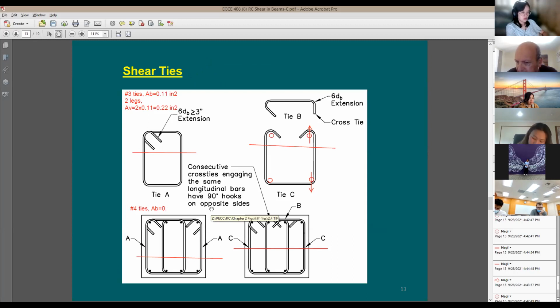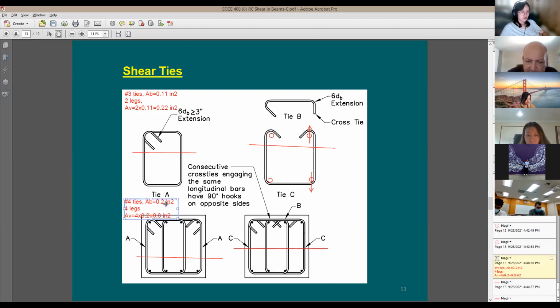Yes? 0.22. Oh, no. 0.2 square inches. Okay. How many legs do you have? 4 legs. I'm going to say 4 legs. Therefore, A_V equals 4 times 0.2, which is equal to 0.8 square inches for A sub V that you should be able to use in your equation.